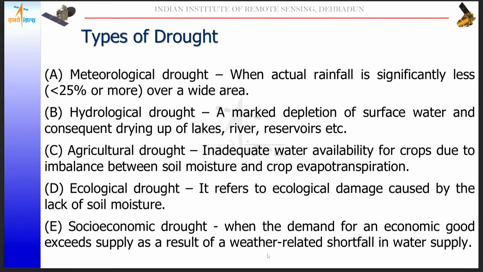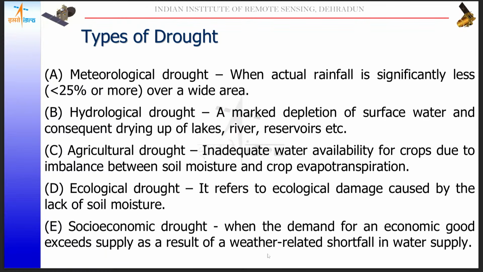There are a total of 5 types of droughts, which are based on rainfall availability and which may impact other living organisms in specific areas. Very first, the meteorological drought: when actual rainfall is significantly less, by 25% or more, over a wider area, we say it's a meteorological drought. In the hydrological drought, there's a marked depletion in surface and subsurface water.